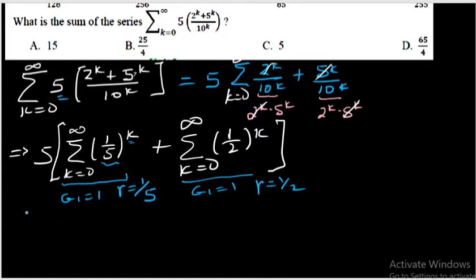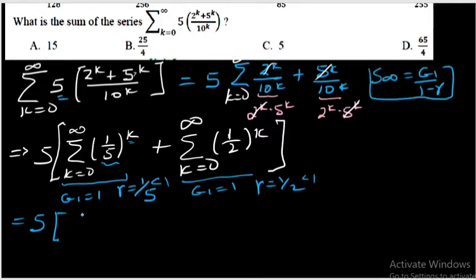Both of them are convergent, because the common ratio is less than 1. This is also less than 1. Therefore, the sum at infinity will be g1 over 1 minus r. We said already the formula previously. The sum at infinity will be g1 over 1 minus r, since it is convergent. What's g1 here? 1 over 1 minus 1 over 5, plus, for the second one also, 1 over 1 minus 1 over 2, which is equal to 5 in bracket.